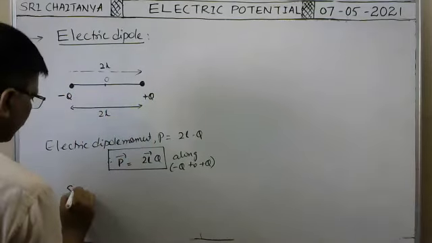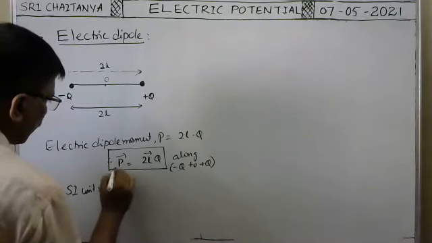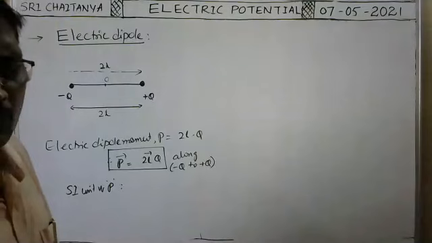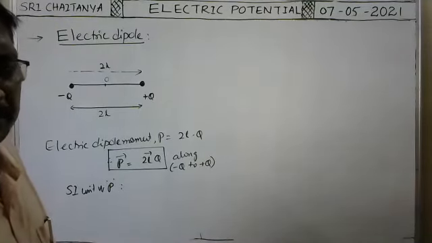What is the SI unit of the electric dipole moment? SI unit of p, small p, is what? Tell me, SI unit of electric dipole moment.